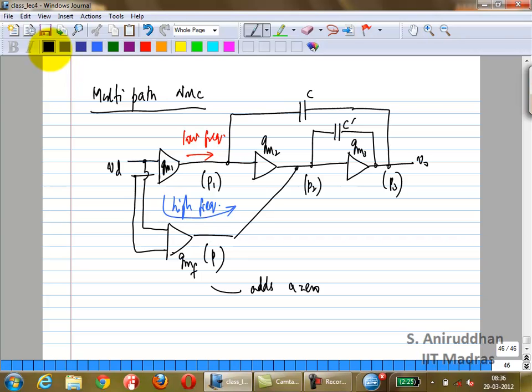And now you can get conditions on this pole-zero cancellation and so on. I have some basic details in the notes; you can just go through it. It's not relevant for this class.